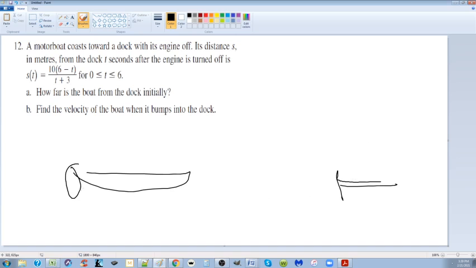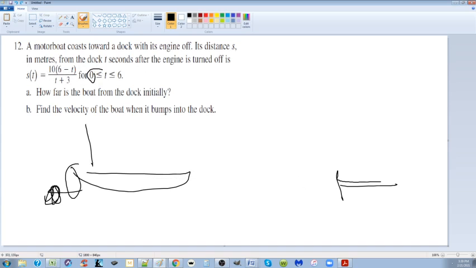But anyway, this motorboat's going with the propeller spinning, and it's turned off. And then as it coasts to the dock in t seconds, the distance away from the dock, in meters, is given by this. Now it's quite clear, especially since they give us the range, that when time is 6, the distance to the dock will become 0. So that means after 6 seconds we're going to reach the dock.